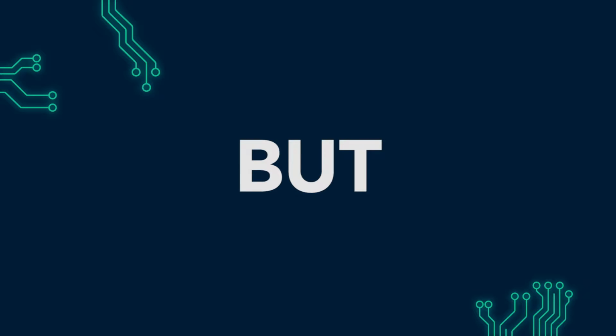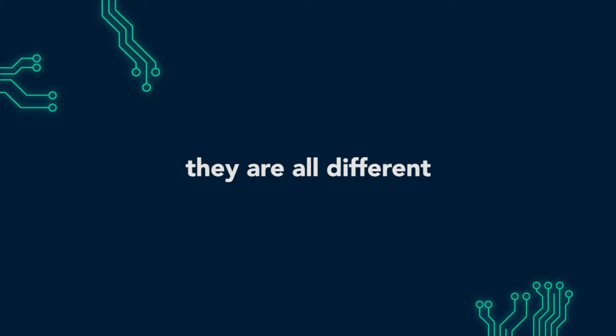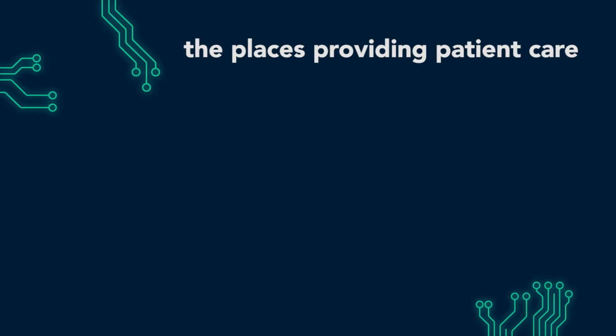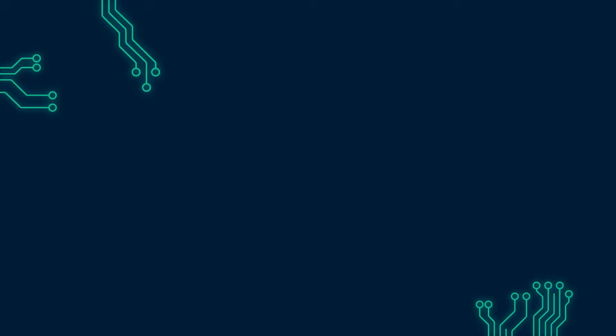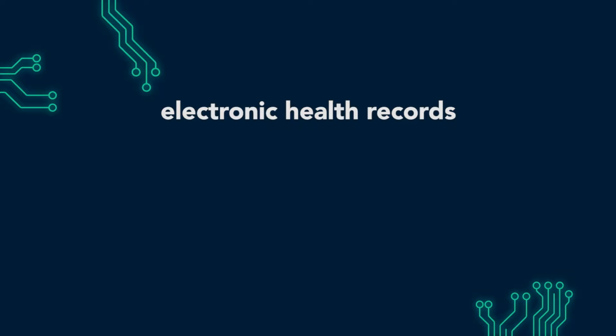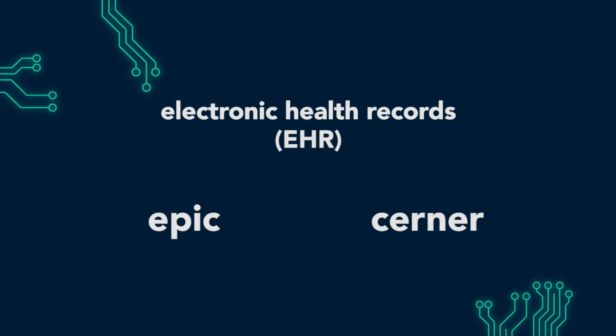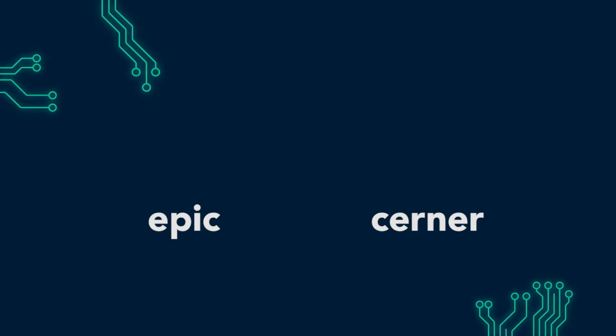But here's the thing about all these systems. They all have a different way of storing and sending this data. You see, the places providing patient care, hospitals, clinics, you name it, they each use software to store patient data. We call these electronic health records, or EHRs. You've probably heard of some of them like Epic or Cerner. Connecting and exchanging data with a Cerner installation is very different from connecting and exchanging data with an Epic installation.